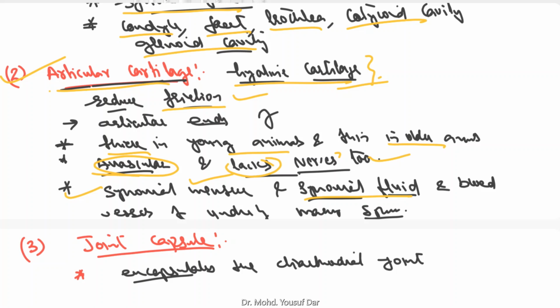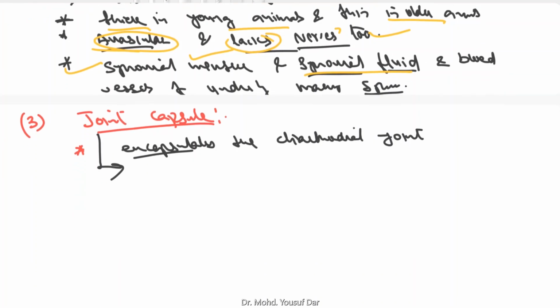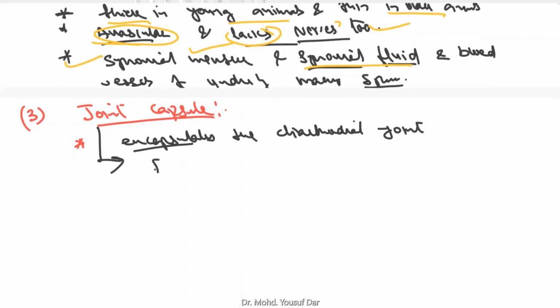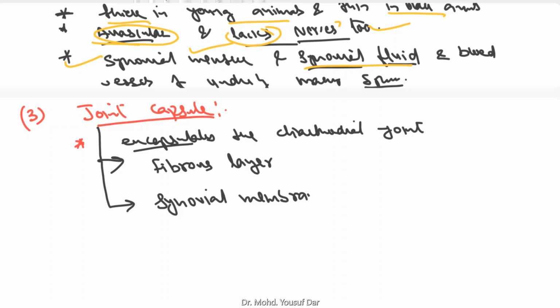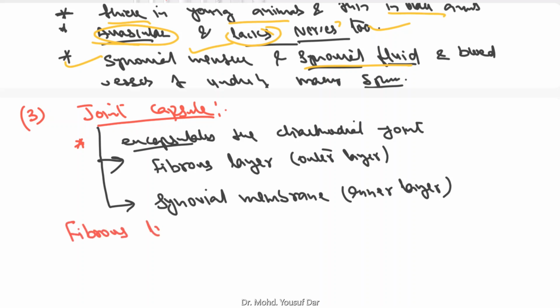This joint capsule is made of an outer layer, that is the fibrous layer, and an inner layer that is known as synovial membrane. This is the outer layer and this is the inner layer. Now the outer layer, that is the fibrous layer, is called the capsular ligament.